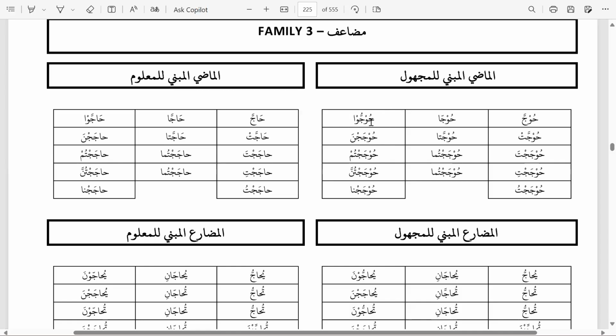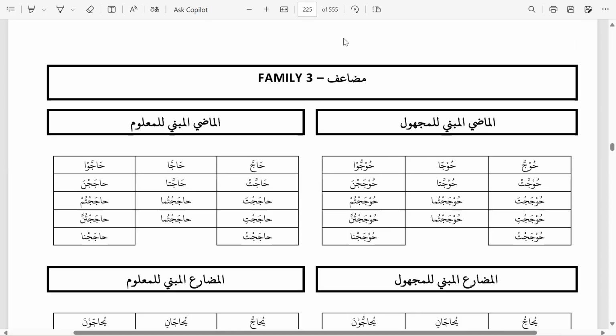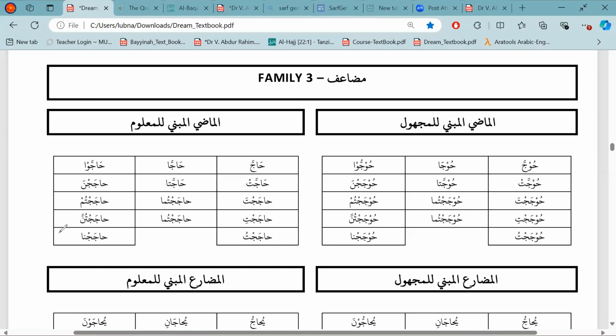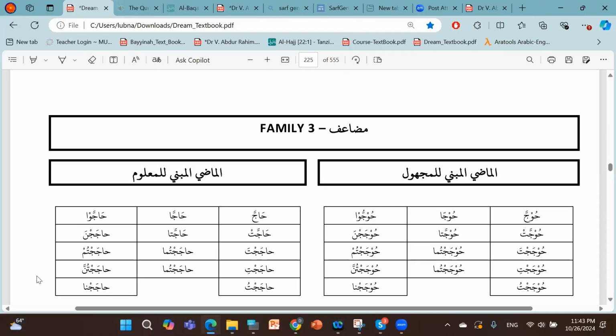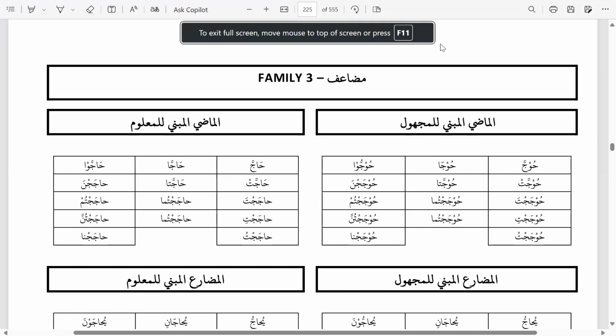Okay, so here we are on page 225 of the Dream textbook. At the end of the chapter, at the end of the 10th chapter, you will find these examples of Muda'af words in Mazid Fihi families. And this is Sarf Kabeer. Okay, so hold on, let me make it bigger.